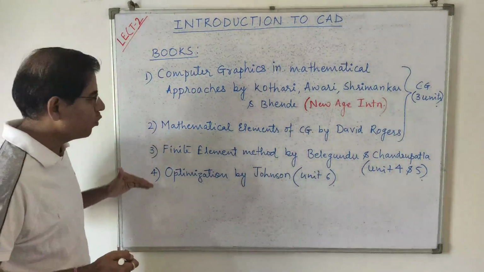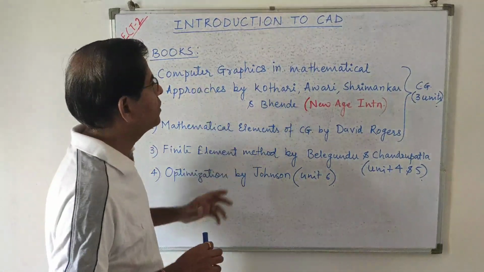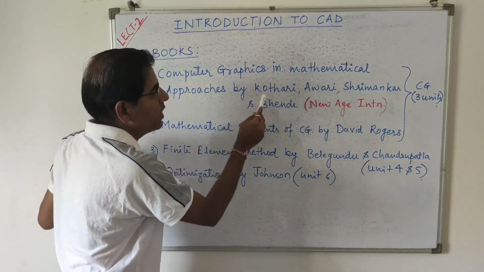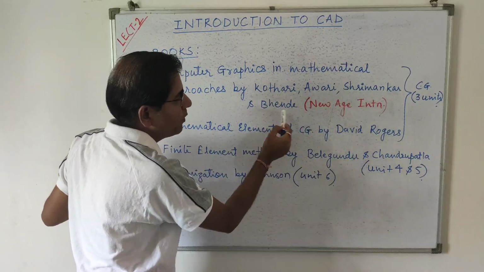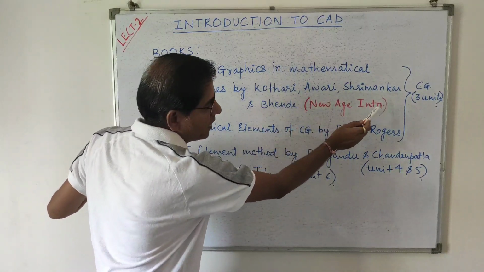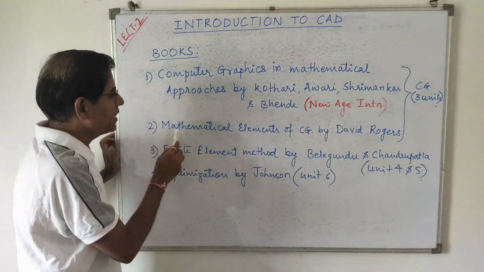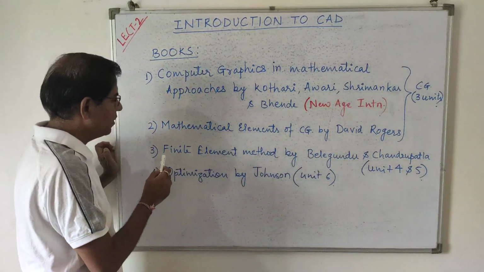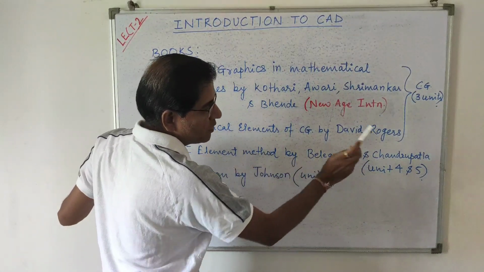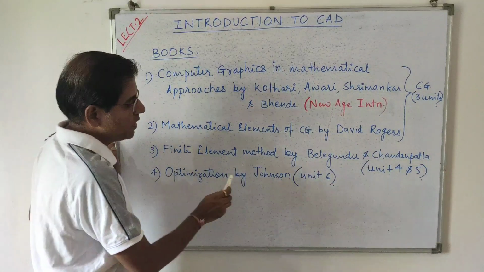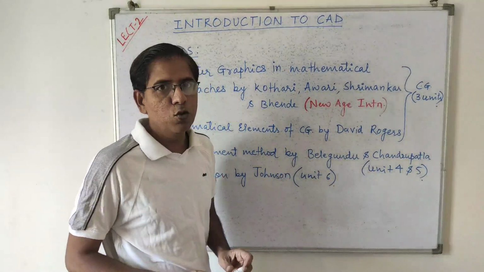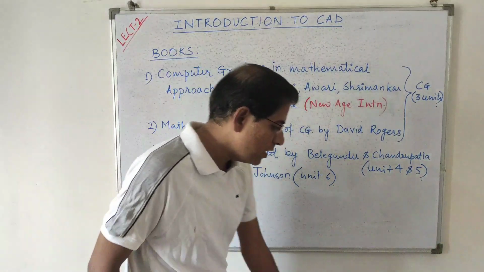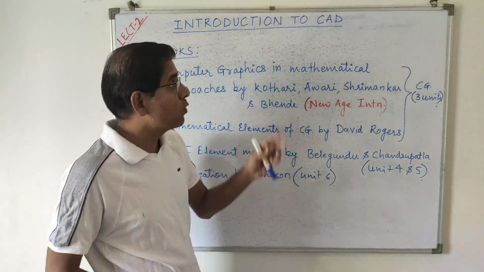So these are the 4 books which are required for this syllabus. That is Computer Graphics in Mathematical Approaches by Kothari, Awari, Shrimankar and Bhende, a New Age International publication. The second is Mathematical Elements of Computer Graphics by David Rogers. Third is Finite Element Method by Belegundu and Chandrupatla. And fourth is Optimization by Johnson. So these are the 4 books required. Okay. Now we move on to the introduction of CAD.